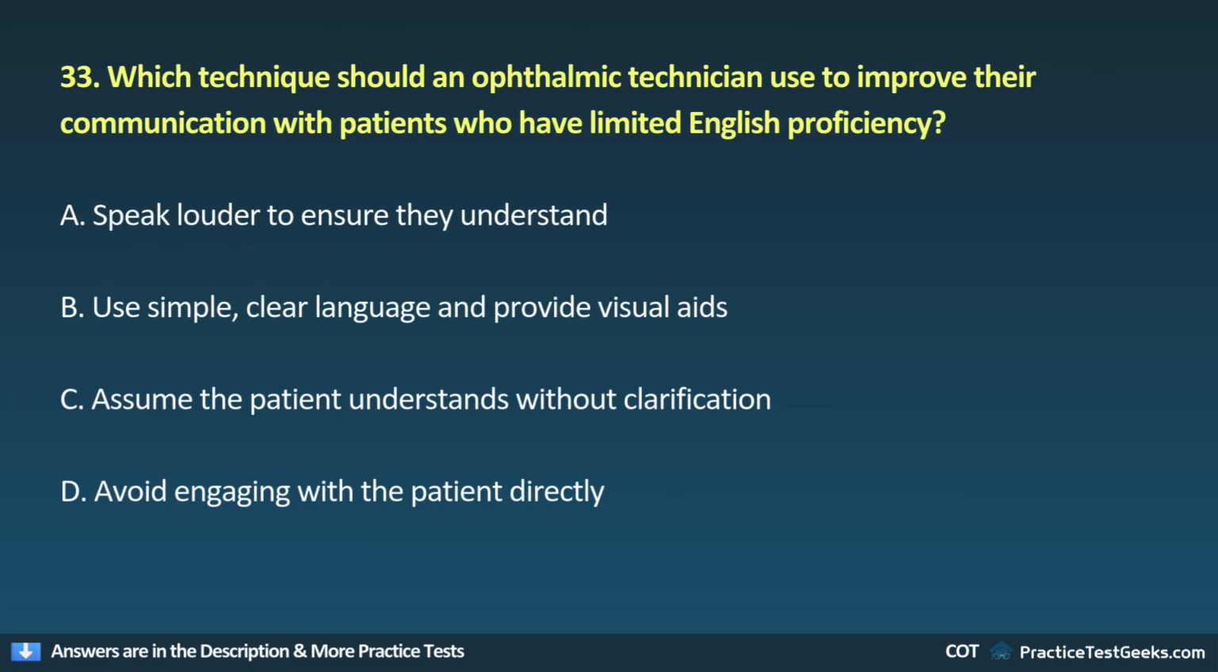33. Which technique should an ophthalmic technician use to improve their communication with patients who have limited English proficiency? A. Speak louder to ensure they understand. B. Use simple, clear language and provide visual aids. C. Assume the patient understands without clarification. D. Avoid engaging with the patient directly.